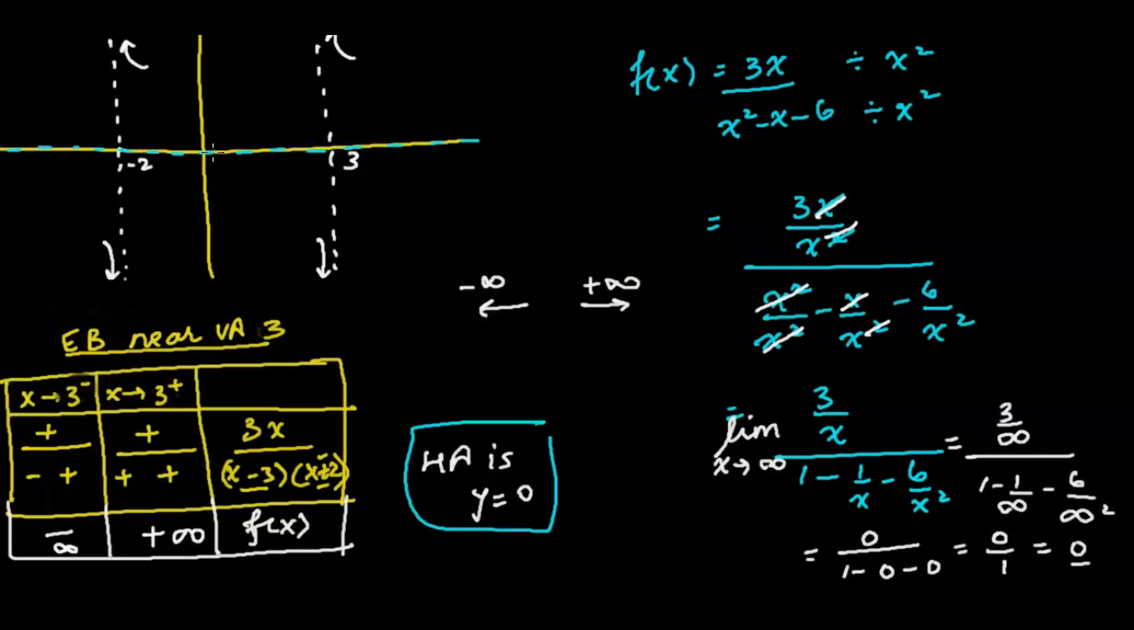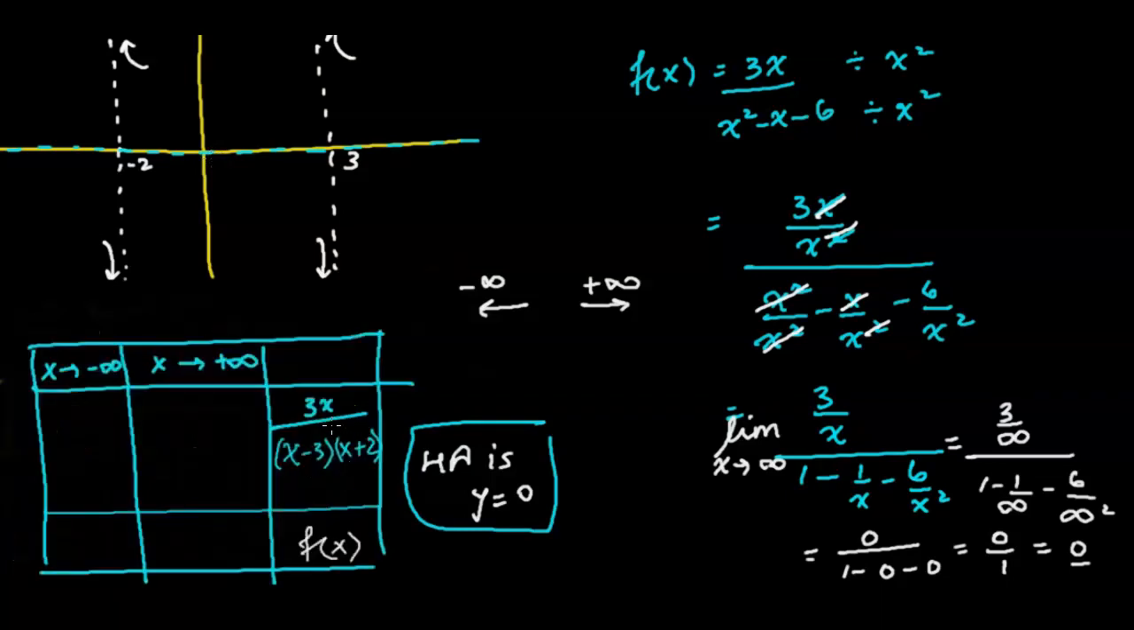The next step is to determine the end behavior near the horizontal asymptote. To do so, we have to approach negative infinity. That would give us the end behavior near the negative side of the horizontal asymptote. And then we have to approach positive infinity. That would give us the end behavior near the positive side of the horizontal asymptote.